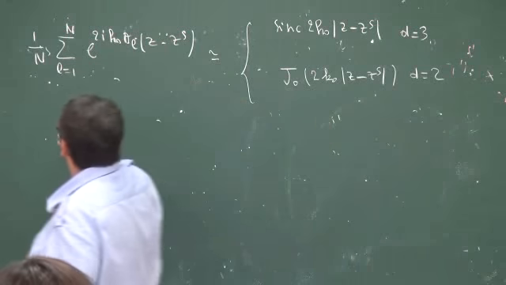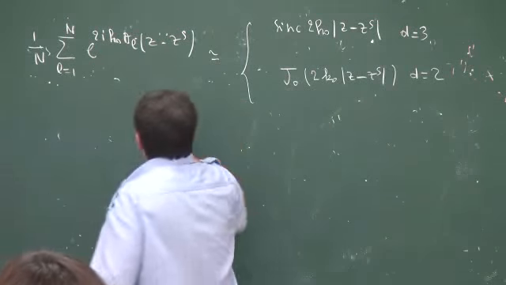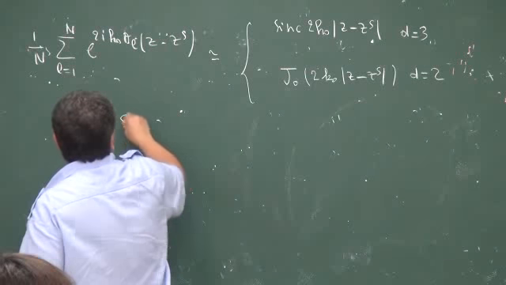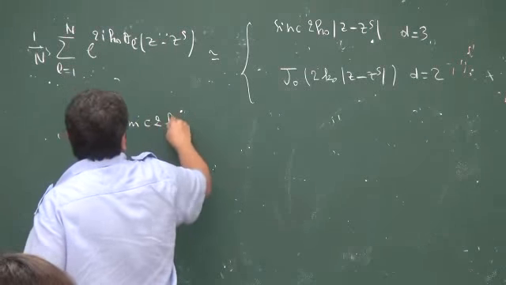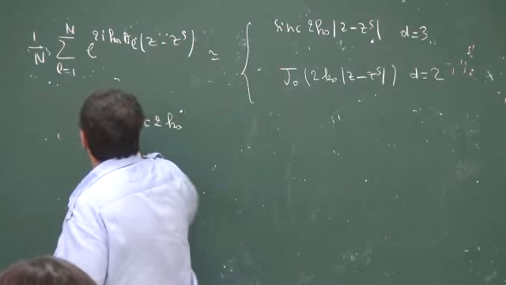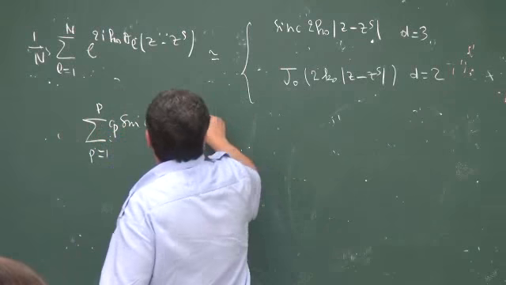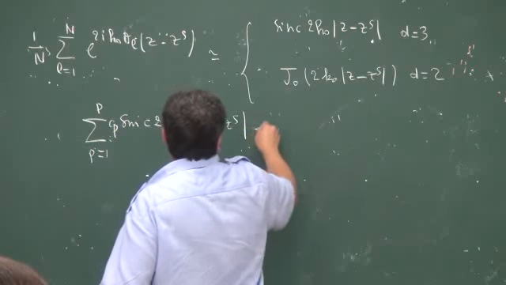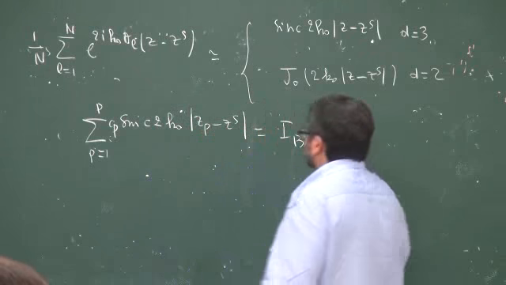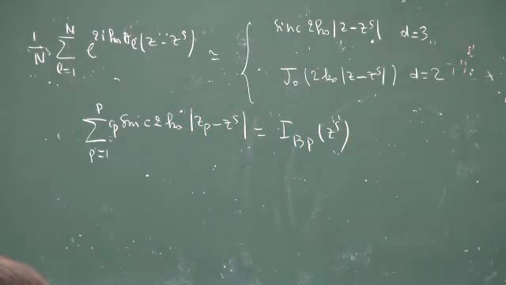And if there are many points, then this is just the sum p from 1 to P of sinc. Let's write it in 3 dimensions, some constant cp times sinc of 2k0 of dp minus ds. This is your imaging function EBP of ds. Can this make imaging? Of course, if the inclusions are separated.